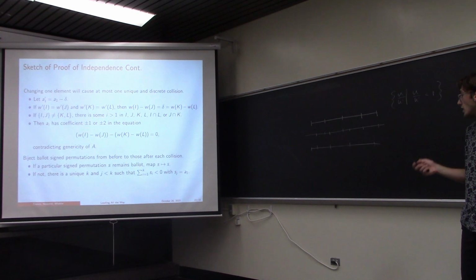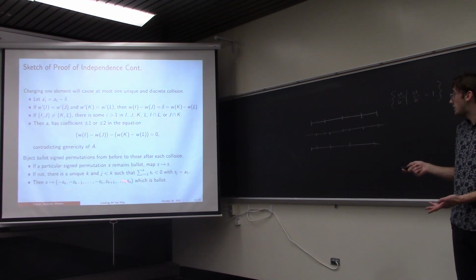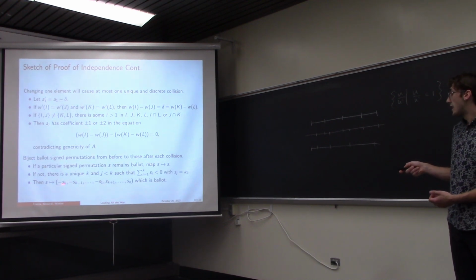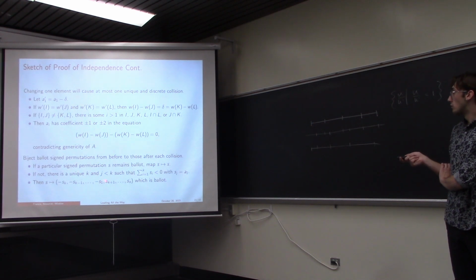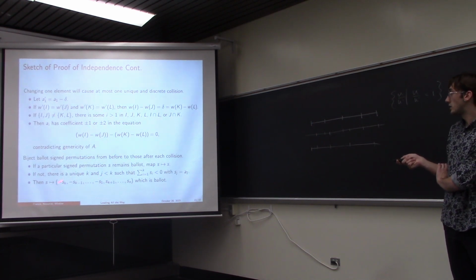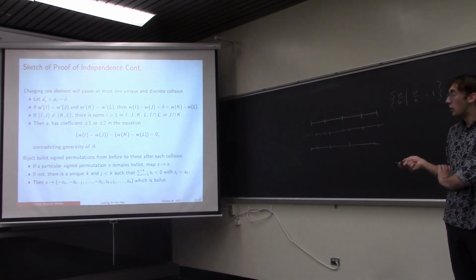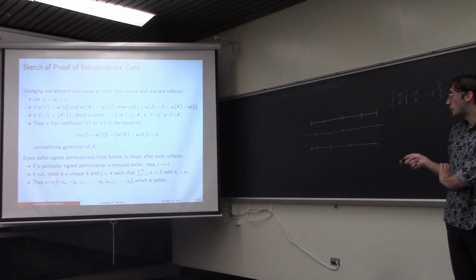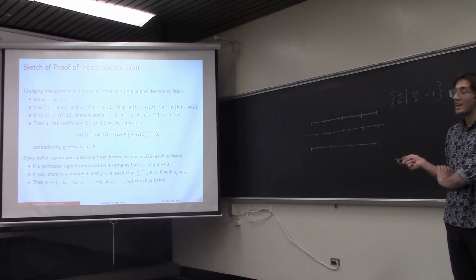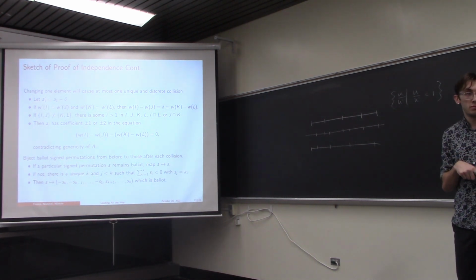And then it's the really cool thing. So we can take this ballot sign permutation S that is no longer ballot and reverse the first k entries and make them all negative. And now this new sign permutation is ballot, and you can prove that it wasn't ballot before.